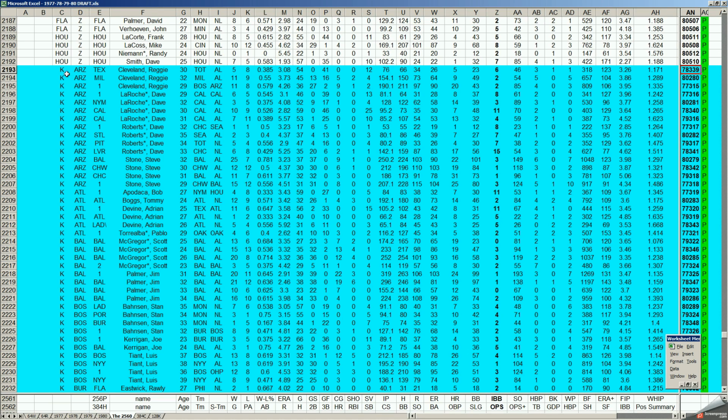And we talked about, remember Arizona, Atlanta, there should be 8 of their pitchers. Well, there's Arizona's Cleveland, LaRoche, Roberts, and Stone. And then Atlanta's Apotica, Boggs, of which you have one choice for each, Devine, and Torrealba. And then remember we said Baltimore had 2 pitchers to go with their 2 hitters, McGregor and Palmer. So you see that's how the sort can work to instantly give you some valuable information.